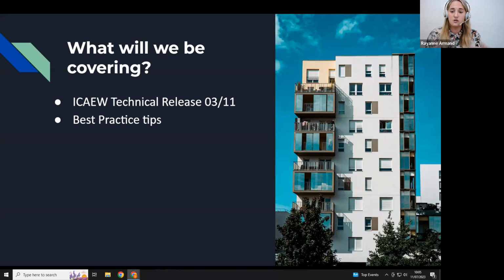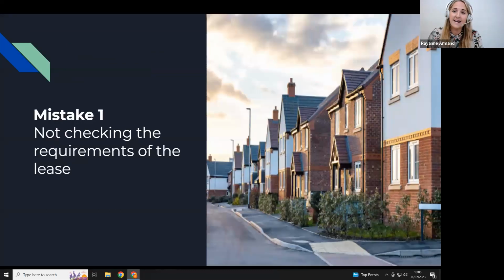So what I've done to make this in an easy to digest format is I have put together seven common mistakes that I see, or that my team sees, in preparing service charge accounts and working with managing agents. So let's go through those now. Okay, mistake number 1 is not checking the requirements of the lease.